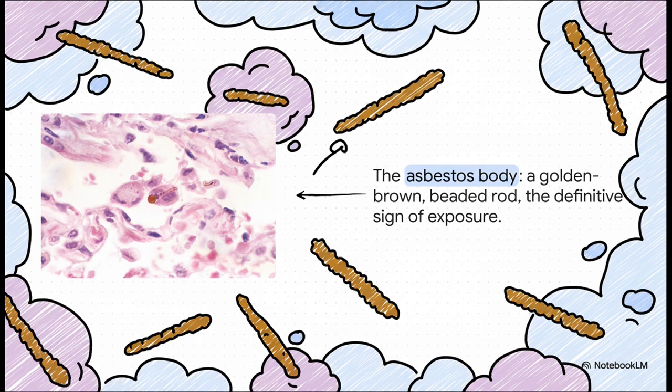This is an asbestos body. It's basically an asbestos fiber that the macrophages have tried to coat with iron and protein. This gives it this classic golden brown, beaded, rod-like appearance. If you find this in a lung biopsy, the diagnosis is made.